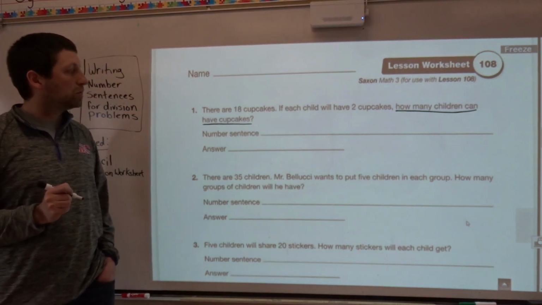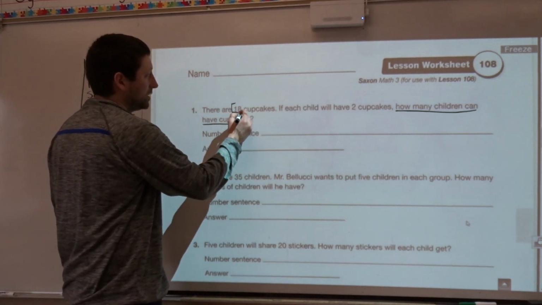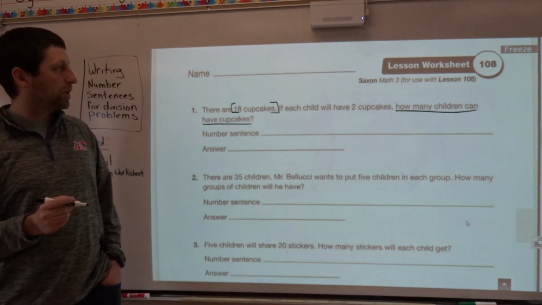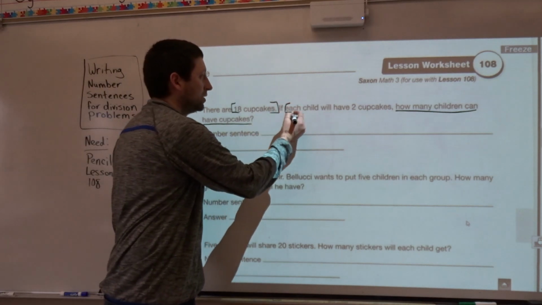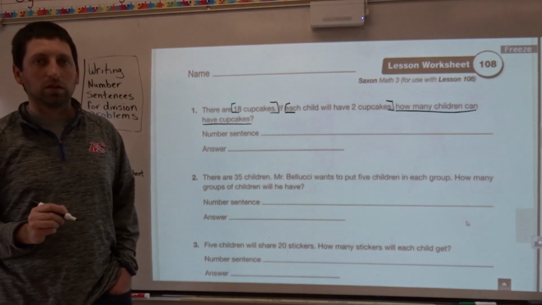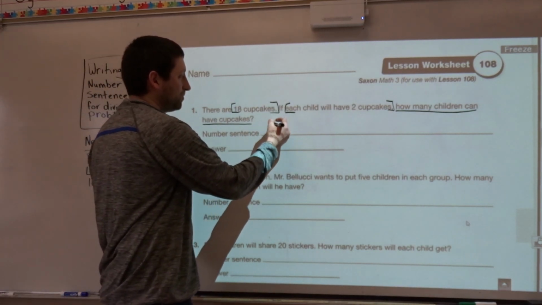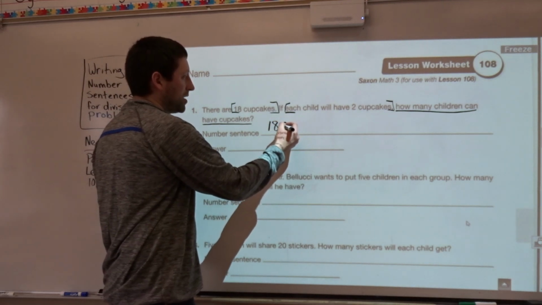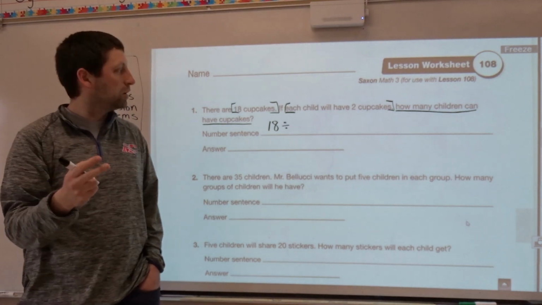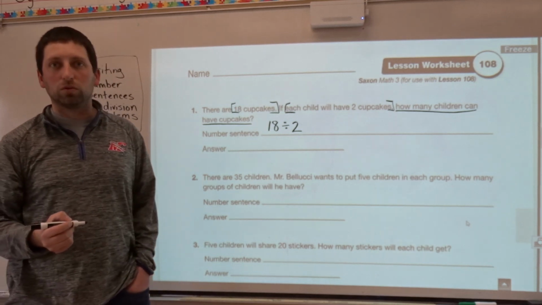Then I need to bracket any information I need. First piece of information I need is that there are 18 cupcakes. The second piece of information I need is that each child will get 2 cupcakes. And we're writing division number sentences. So I'm going to take 18 and we're dividing them up so that each child gets 2. So I'm going to give 2 per student. So 18 divided by 2.